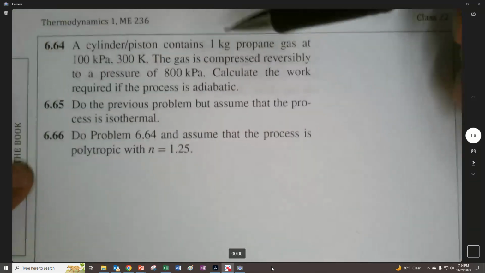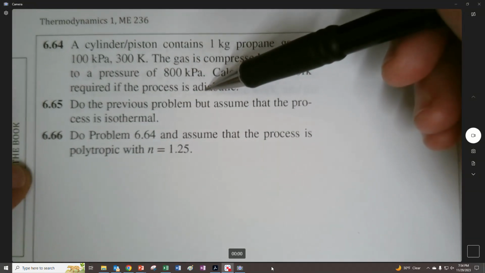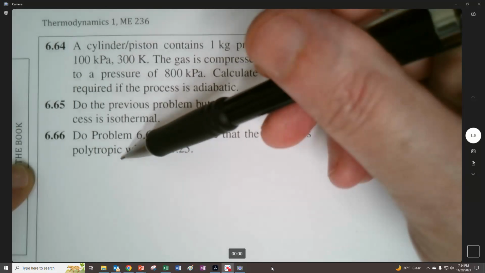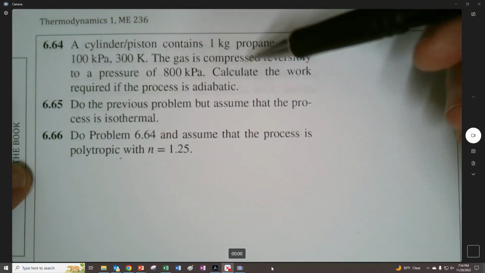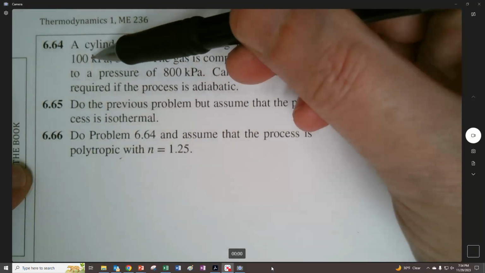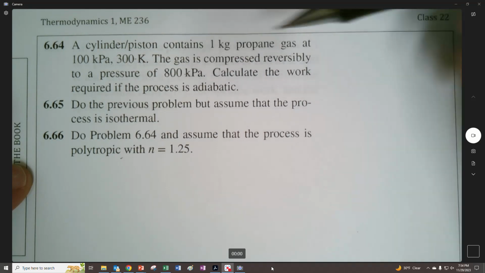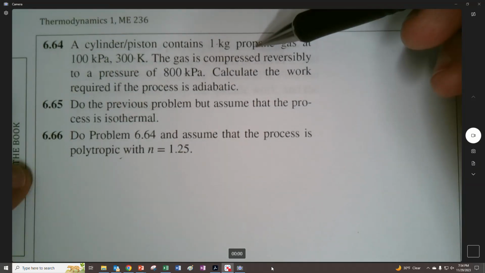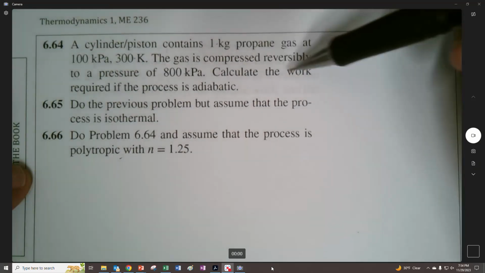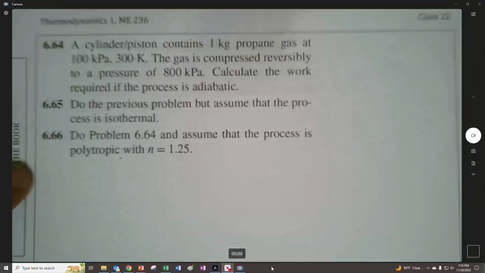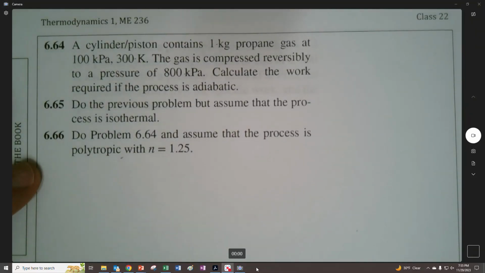What's the difference between an adiabatic process, an isothermal process, and a polytropic process, all for the same gas, where we start out with 100 kilopascals and 300 degrees Kelvin, and then we compress it to 800 kilopascals. In this case, it is 1 kilogram of propane gas. So we want to find the work required if it's adiabatic.